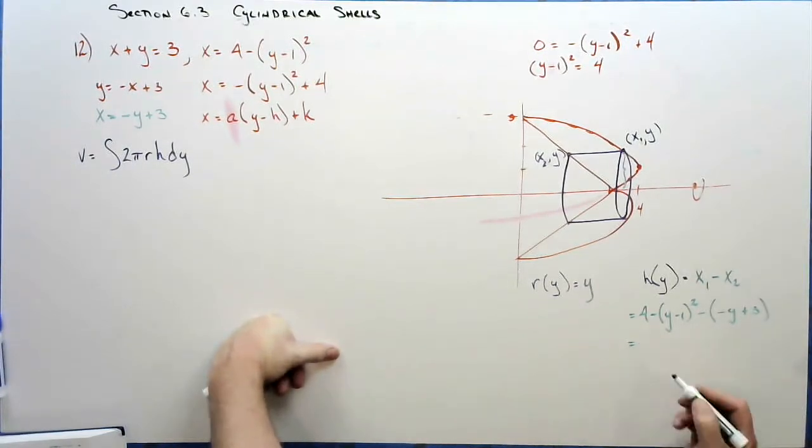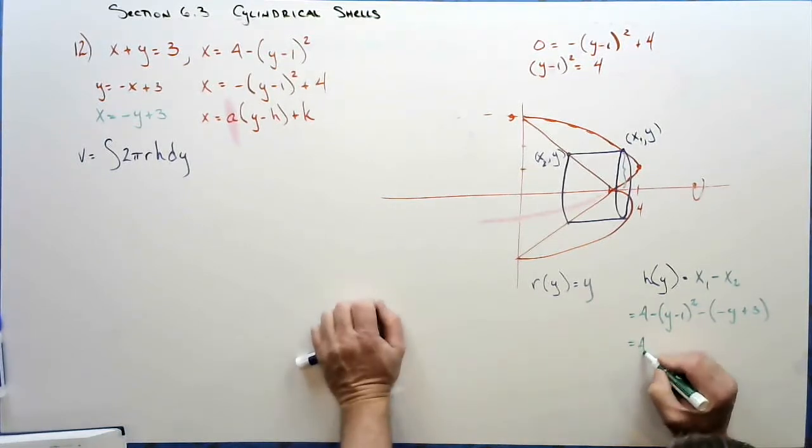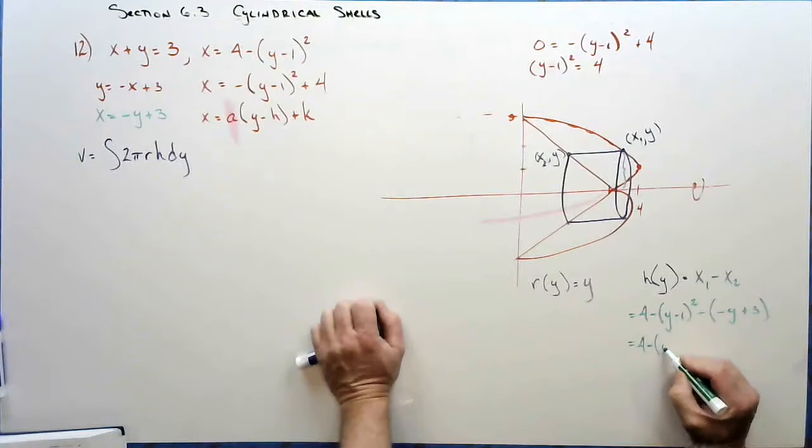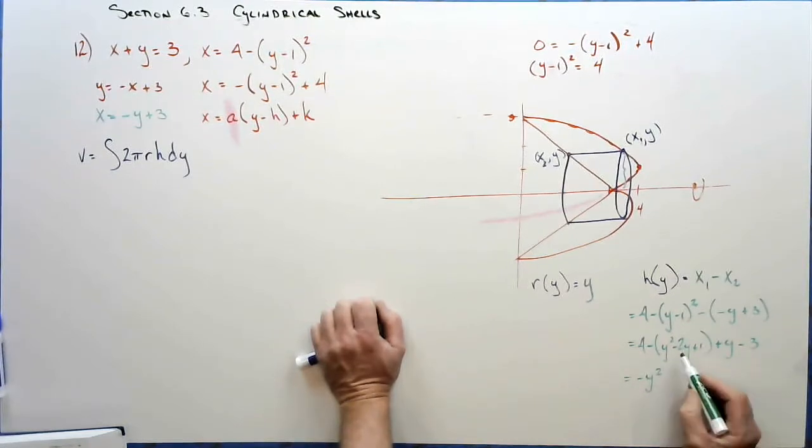Now, the easiest way to do this is just to FOIL everything out and collect like terms. So we're going to have 4 minus, this is going to be y squared minus 2y plus 1 when I FOIL that. Minus minus y is going to be plus y minus 3. So that's going to be negative y squared from here. Here I'm going to have minus minus 2y. So that's going to be plus 2y plus a y.